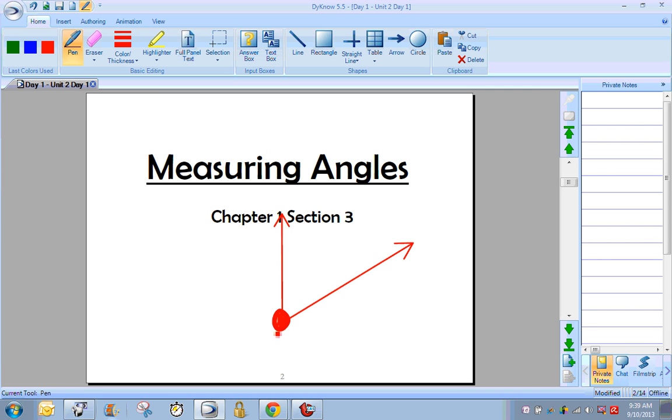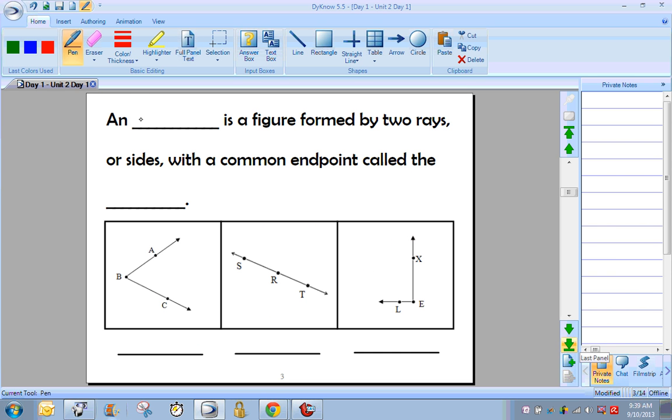This point we call a vertex. Okay? And then we'll go through the angle. So an angle is just two rays meeting at a point. So an angle is a figure formed by two rays or sides with a common endpoint called the, what's that endpoint? Vertex.